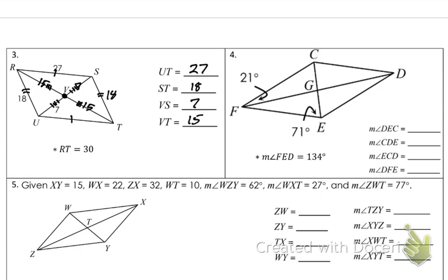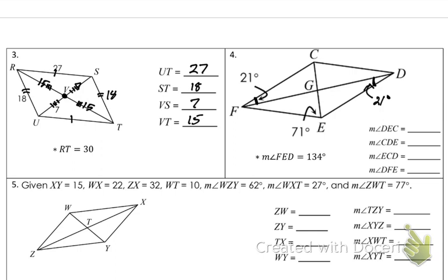However, if CFG equals 21 degrees, does anyone see another angle that would also be 21 degrees? Yeah. EDG. And why would those 2, what kind of angles are this one and this one? What's the specific name I could use for those? Yeah, Mason. Isn't it alternate interior? Those are alternate interior angles. So these 2 are congruent.